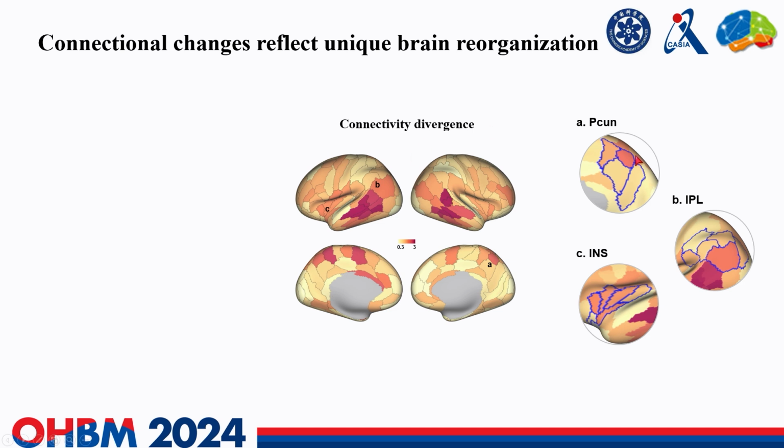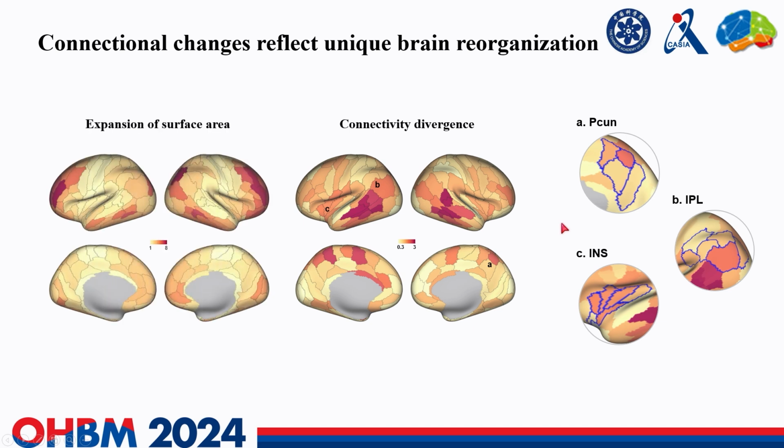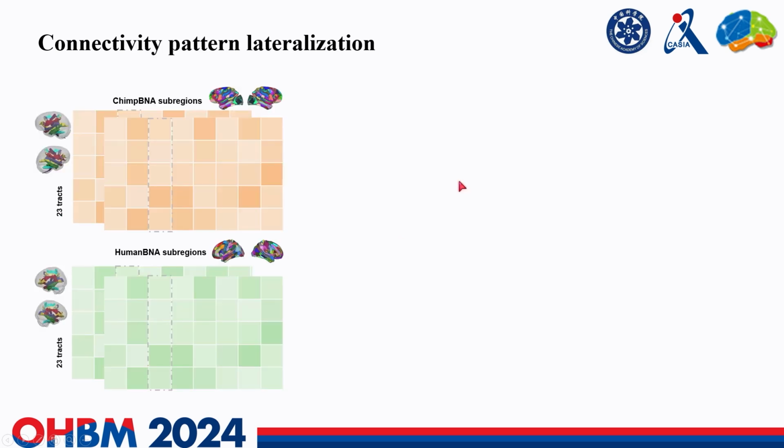just as Dr. Rivan showed before. And most interestingly, we found very high dissimilarity with the expansion of surface area. This might indicate that the connectional changes reflect a unique aspect of brain reorganization.